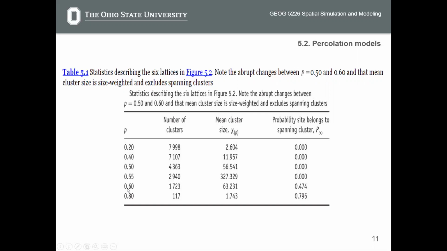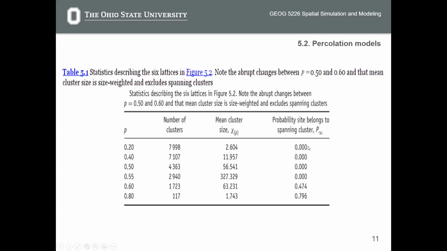But you can see that when the p-value is just a little bit above that critical value, 0.59, suddenly approximately 47% of cells belong to a spanning cluster or even more spanning clusters. So this huge change happened around that PC value. Still remember what I said before about that critical value? If a specific p-value is below that critical value, you have one spatial pattern. And when your p-value is just above that PC value, you have another spatial pattern.